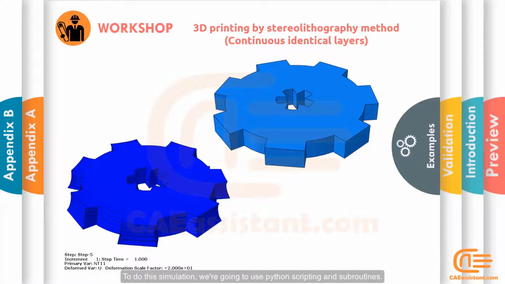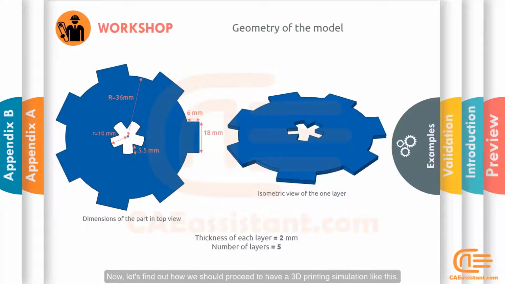To do this simulation, we are going to use Python scripting and subroutine. Now let's find out how we should proceed to have a 3D printing simulation like this. First thing first, we need to model the gear. You can see its dimensions here in the top view.